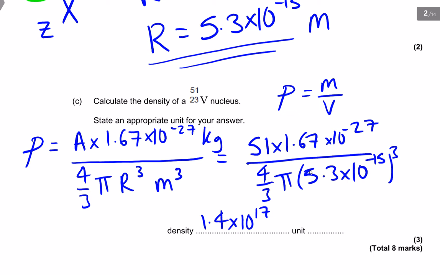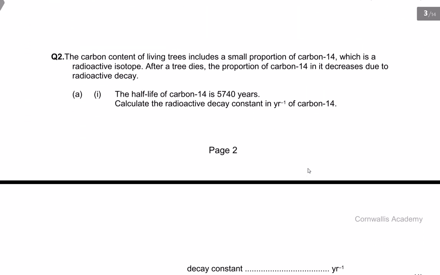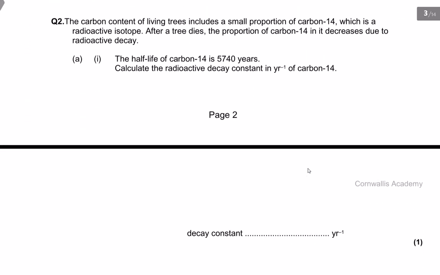Volume is going to be meters cubed, so our unit is going to be kilograms per meter cubed. So kg m to the minus 3. Which for 3 marks isn't actually that bad. So that's quite nice. Question 2 talks about half-life of carbon, effectively looking at carbon dating.